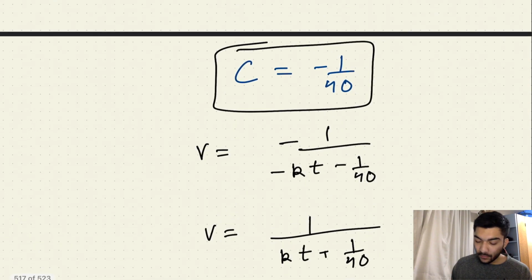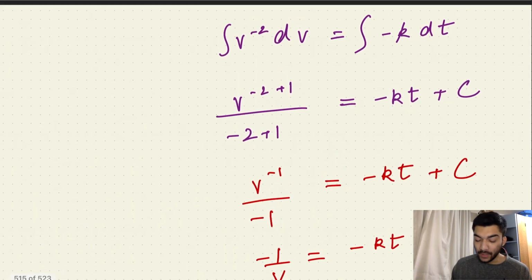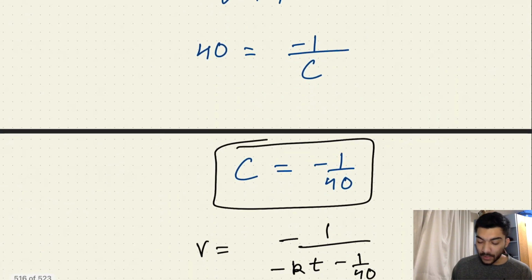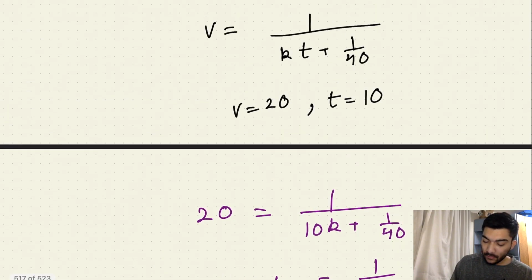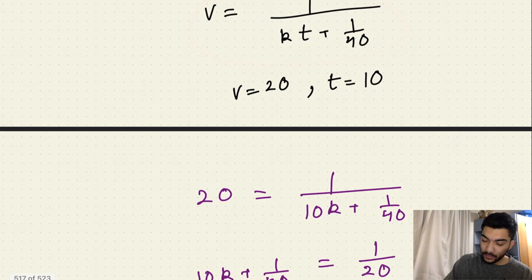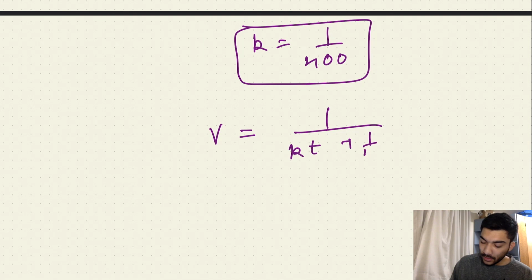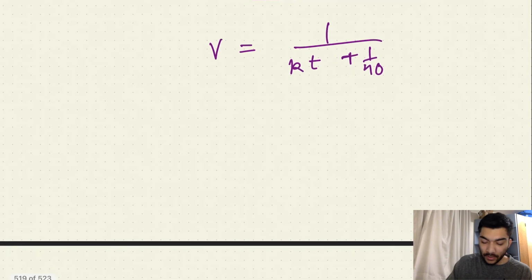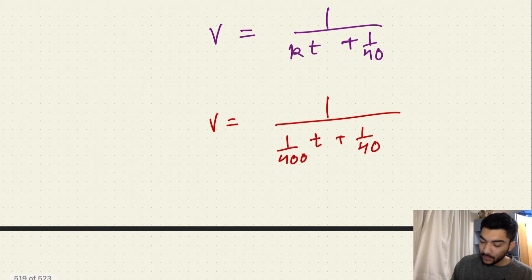We also have the value of capital C. So we have the final equation as well of v in terms of t. And now we can proceed on to calculate the value of t when our v is 5 feet per second. So let's do that. We know that our original equation is v equals 1 by kt plus 1 by 40. And now we have the value of k as well, which is 1 by 400. So this is basically v equals 1 upon (1 over 400 t plus 1 by 40).